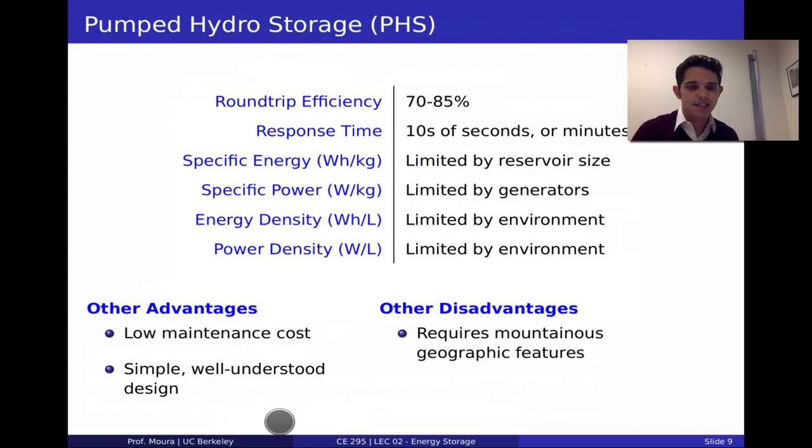And then I'm also going to give numbers on the specific energy and power, the energy density and power density. In this case, this is dictated by the size of the reservoir and the type of generators that you have. Given that this is distributed across an elevation change, it's limited by your environment. So you would typically use this type of energy storage technology when you have the appropriate mountainous geographic features and you're not too worried about density or weight, because those features aren't really important when you're considering pumped hydro storage.